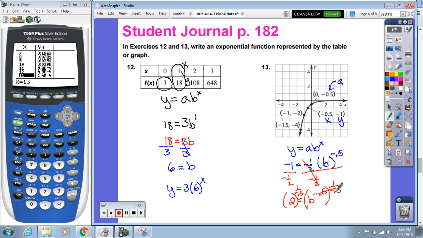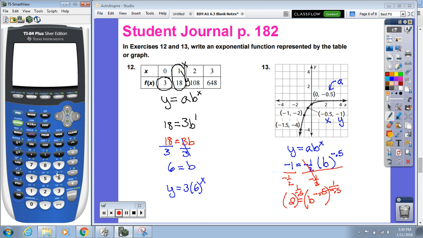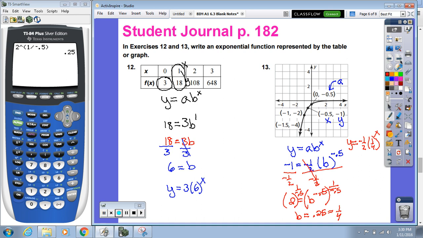Now this gets a little tricky to plug in, so let me just show you how on a calculator. So if we go back in, we can do 2 to the, and then we can do the 1 divided by -0.5 power. We put it in parentheses, and we find out that b equals 0.25 or 1/4. So our equation is y equals a was -0.5, b was 1/4 to the x, and that's our answer.